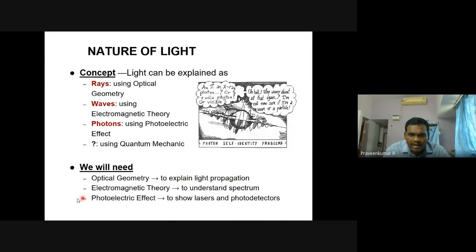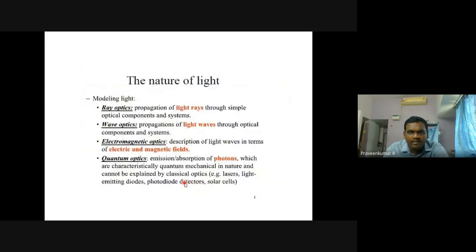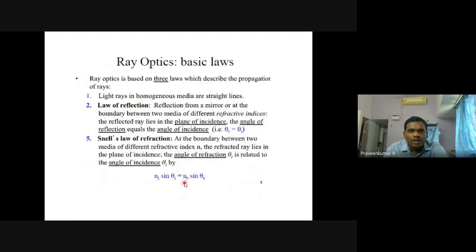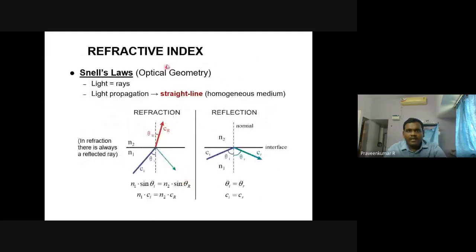By the electromagnetic theory concept, you can understand the spectrum. By the photoelectric effect, you can know the basic characteristics of lasers and photodetectors. So we have to know the basic idea about optical geometry to understand how the light signal goes inside the fiber material. That is what we are going to discuss in detail in our upcoming sessions. So that is the idea of refractive index.